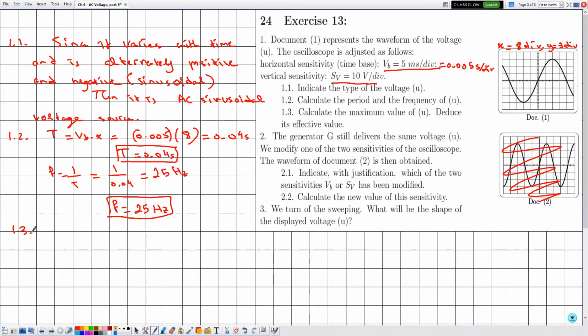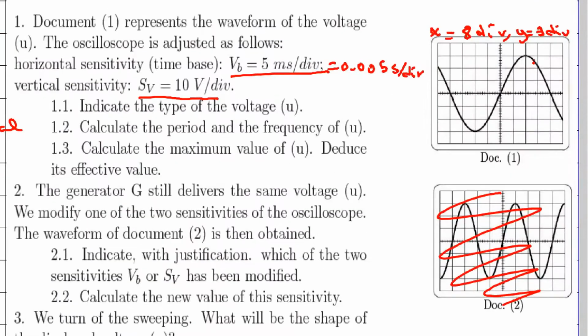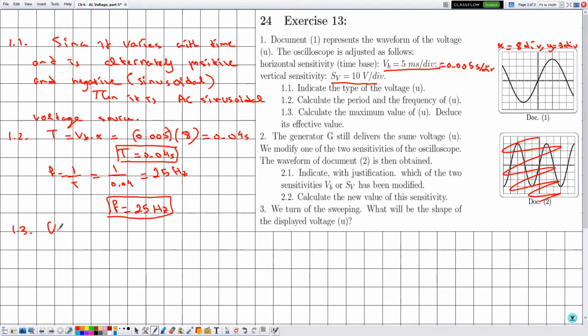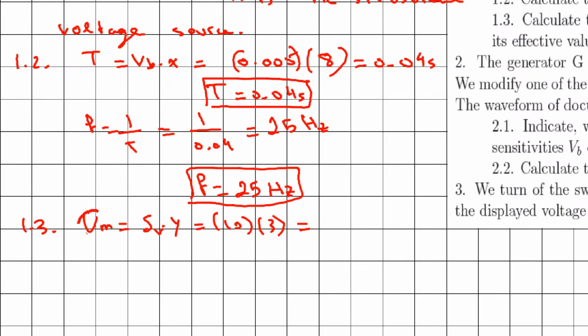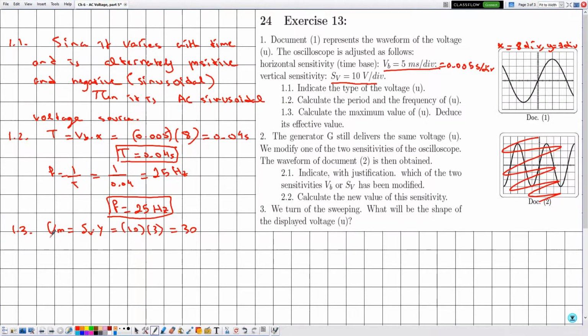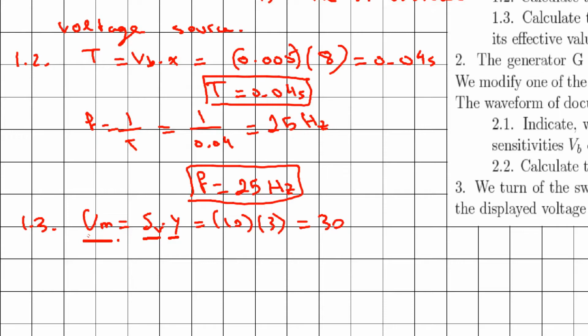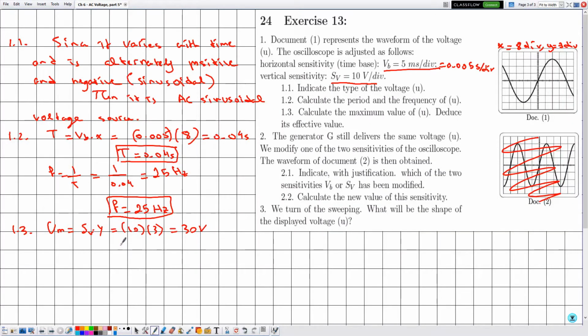Now in 1.3, they are telling me calculate the maximum value of U. So UM is basically calculated via the following formula. Now the value of SV is given by 10. And the value of Y is given by 3. Plugging this on the calculator, then the value of UM is given by 30. Since both SV and Y are expressed in the SI, the value of UM will be in the SI, which is volts. So this is it for part 1 of this exercise.